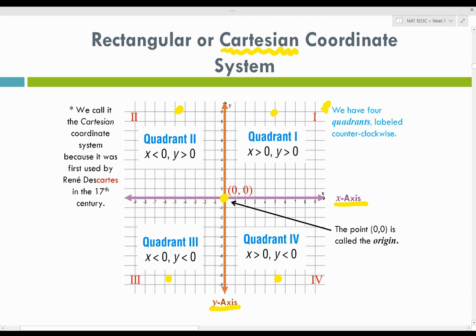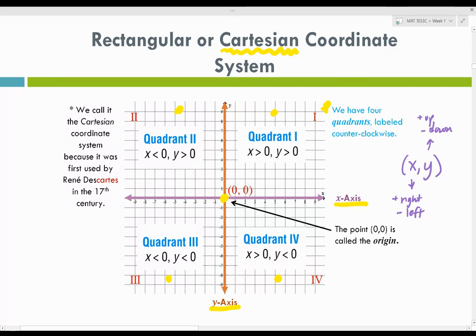Now, depending on where your coordinates are, it tells you where you're going to move, either left or right. So every time we are given a coordinate, we are always given an x, y coordinate. Your x value always comes first, and your y value always comes second. Your x value tells you how far to move either right or left, and your y coordinate tells you how far to move either up or down, okay? If your x coordinate is positive, you're moving to the right. If your x coordinate is negative, you're moving to the left. If your y coordinate is positive, you're moving up. And if your y coordinate is negative, you're moving down, okay?